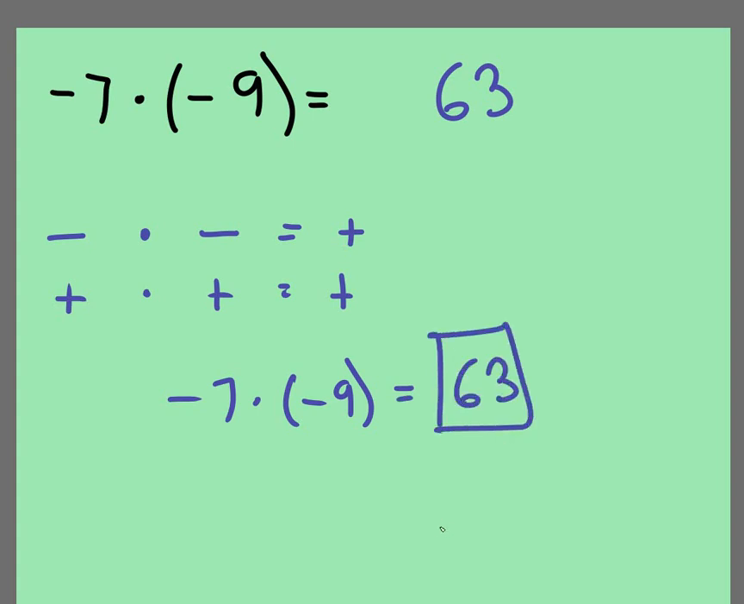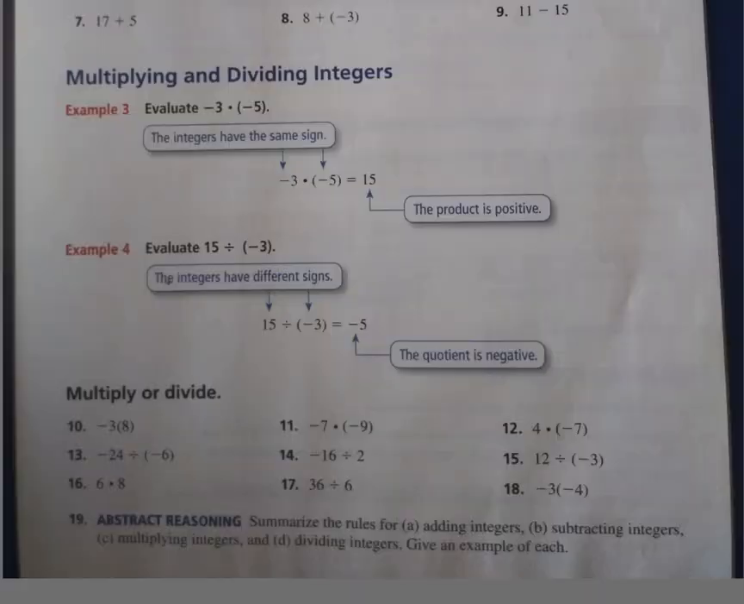I think I'm going to start boxing off my answers. Okay, all right, cool. Let's do the next one. 4 times negative 7.